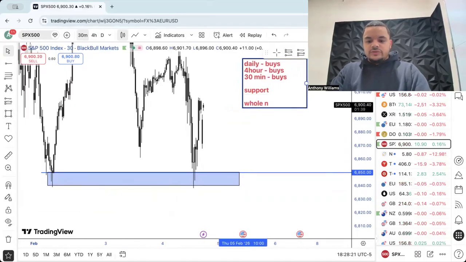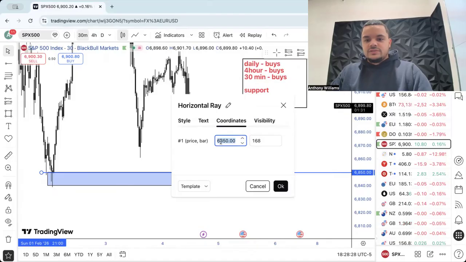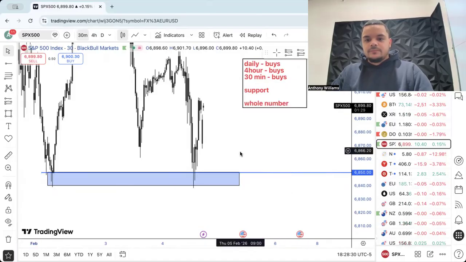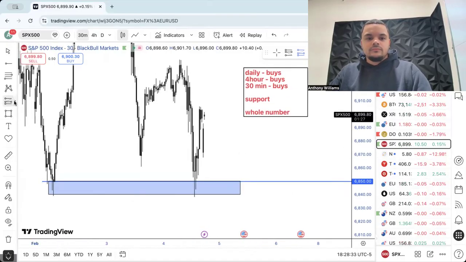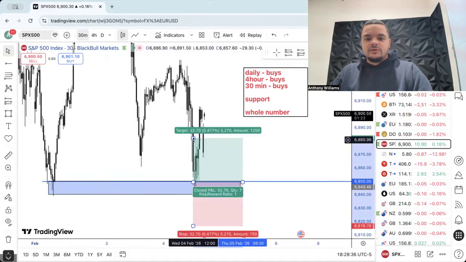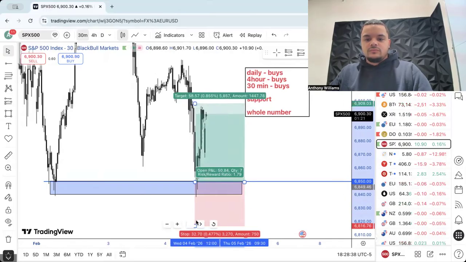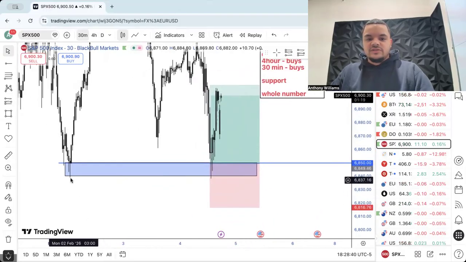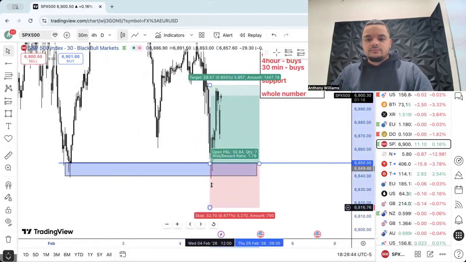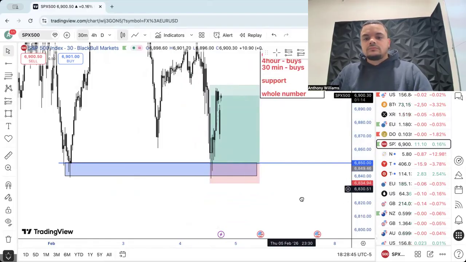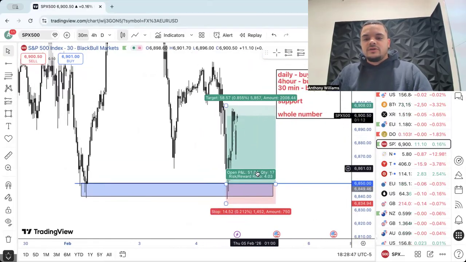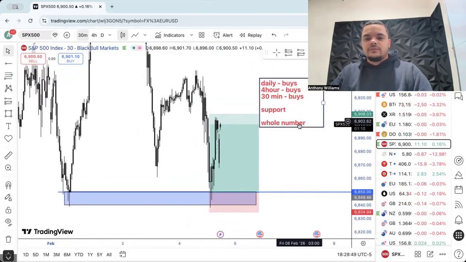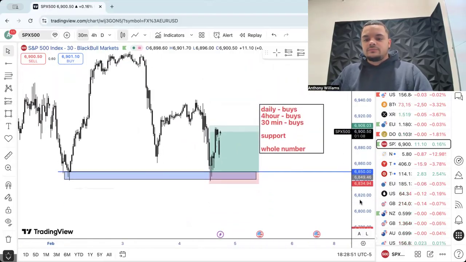And we're going to use a whole number, which is our 68.50. This is where we will be buying at. And obviously behind this wick. So you made all of this off of this cheat sheet right here that we just broke down.